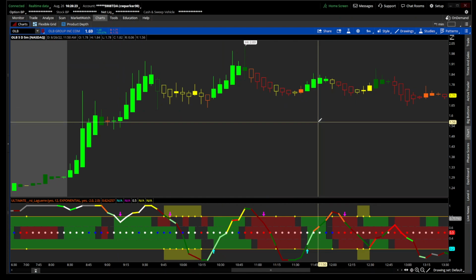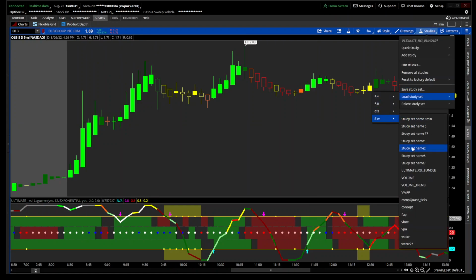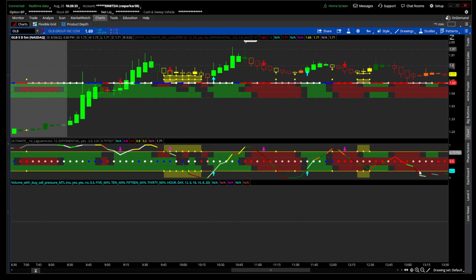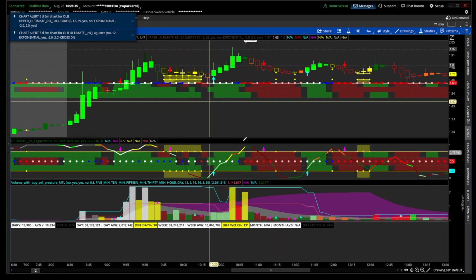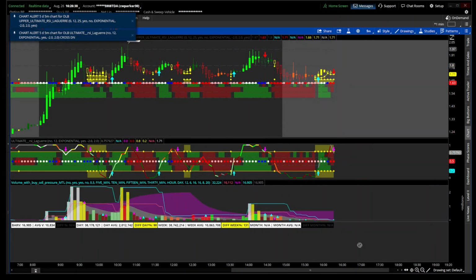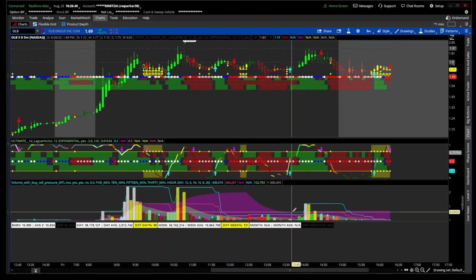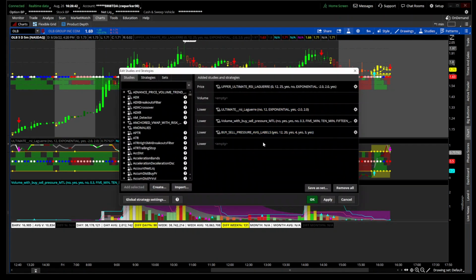And the other big deal, everything that comes in this bundle is ultimate. There we go. There's a top version of the same indicator. So let's go over them. With this bundle, you get the buy, sell, pressure, average labels. You get the volume with buy, sell, pressure, multi-time links in there. You get the ultimate RSI lower, and you get the ultimate RSI upper as well.